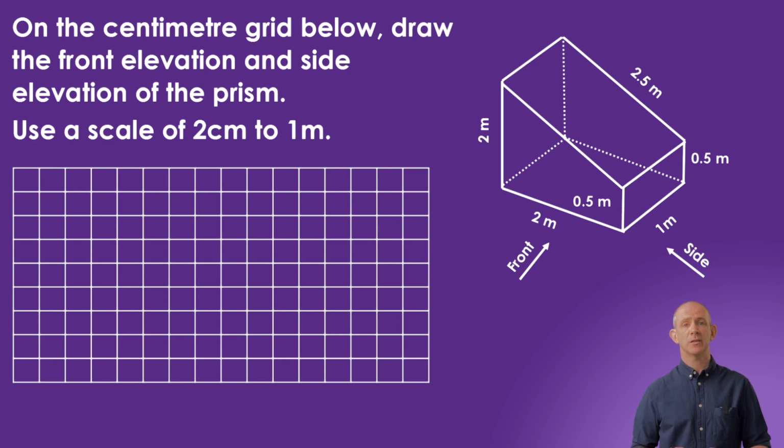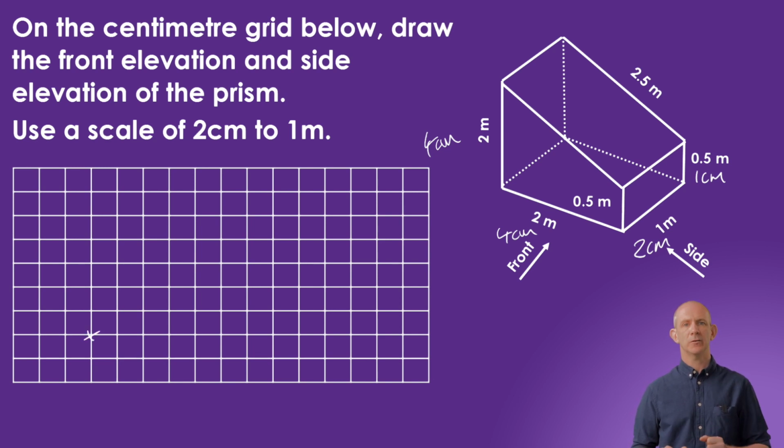As each metre is to be scaled to 2 centimetres, these 2 metre measurements will become 4 centimetres. This 1 metre measurement will become 2 centimetres, and this 0.5 metres will become 1 centimetre. I'm not going to worry about the 2.5 metres, as I think I can get the accuracy with the other 3 horizontal or vertical sides.